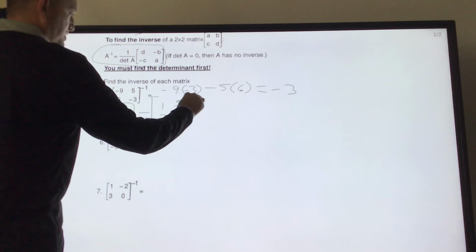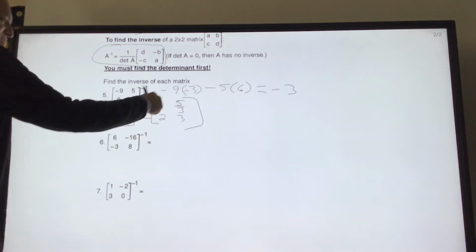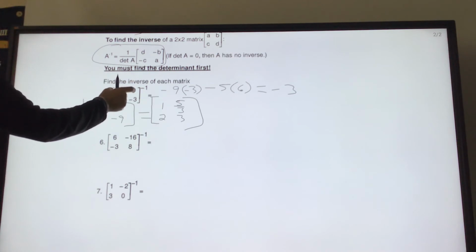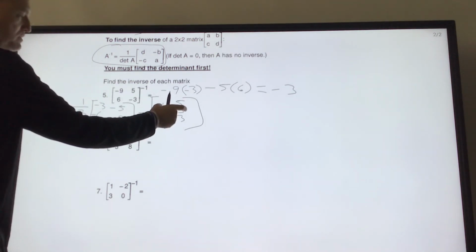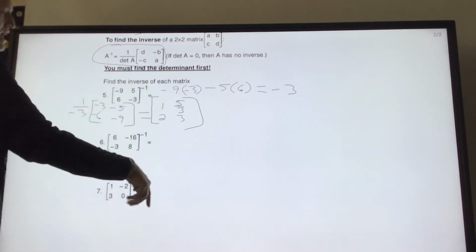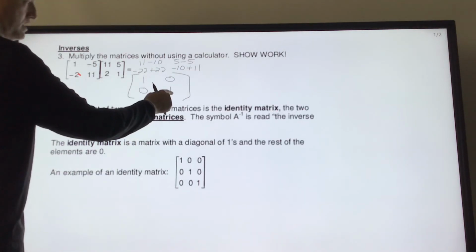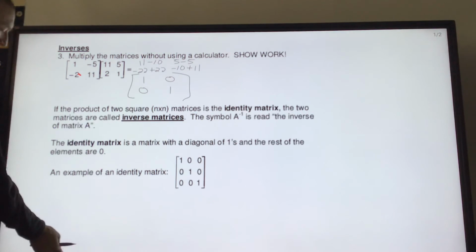So what we just found was this guy is the inverse of this guy. If I were to take this one and multiply it by this one, so multiply these two together, I would get what we got on the first page, which is a 1, 1, and the rest zeros.